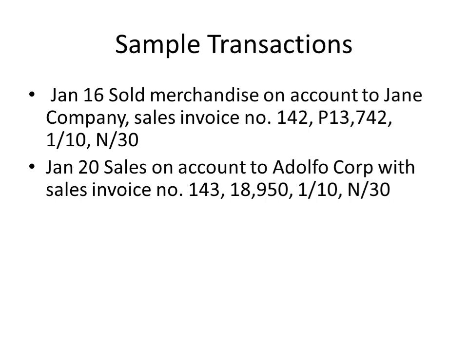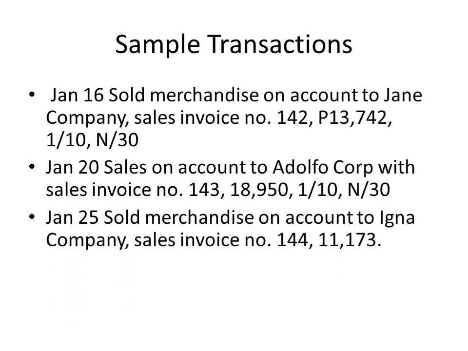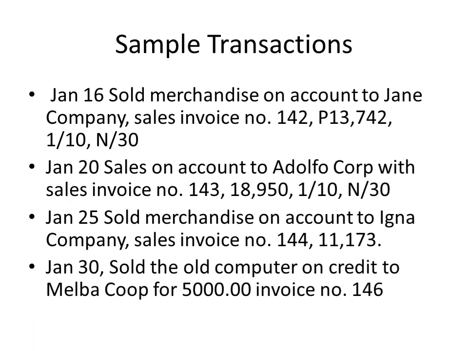Next we have on January 20, sales on account to Adolfo Corporation with the sales invoice number 143. So we have 18,950. And then we already discussed the terms. And then we also have January 25 sold merchandise on account to Igna Company, sales invoice number 144 at the amount of 11,173. Okay? And then on January 30, sold an old computer on credit to Melba Co-op for 5,000, invoice number 146.